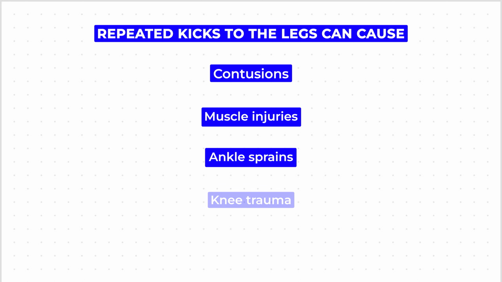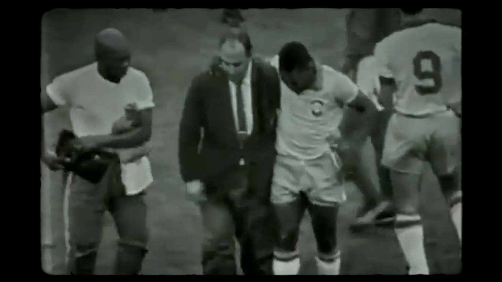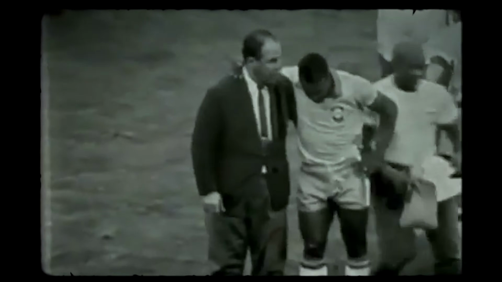So this is not one single clean diagnosis like an ACL rupture. This is more of a cumulative trauma story. Repeated kicks to the legs can cause contusions, muscle injuries, ankle sprains, knee trauma, and deep soft tissue damage. In the modern game, we know that bringing players back too soon increases the risk of making the injury worse. So there's much more emphasis on player protection and preventing repeated injuries. In 1966, the attitude was much closer to, "Can you stand? Great, keep playing." And that's kind of crazy from a medical standpoint.